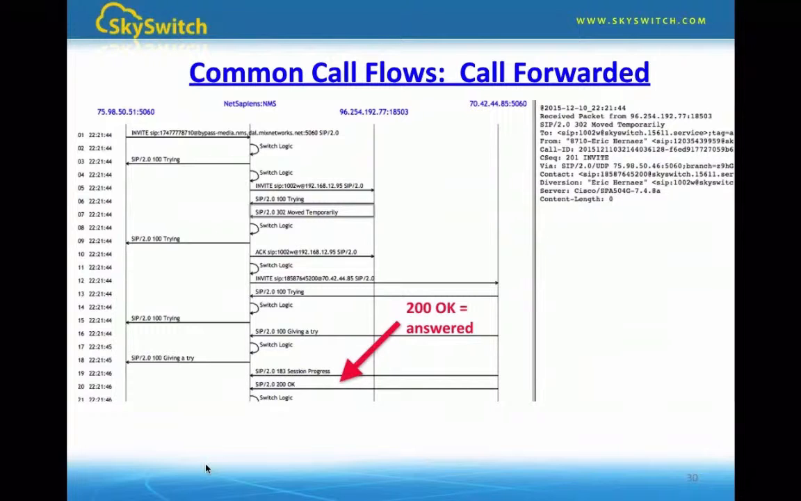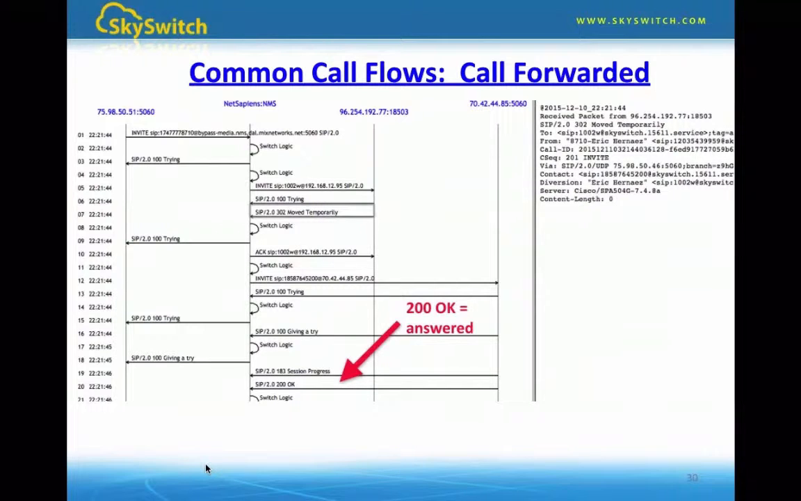So just going down on this ladder graph to line 20, we see that the invite was made to the PSTN, and the PSTN on line 19 is given session progress, which is the same as ringing. And on line 20 was the OK message, meaning that the person at that number answered. So in this particular flow, I'd like to point out a couple things.